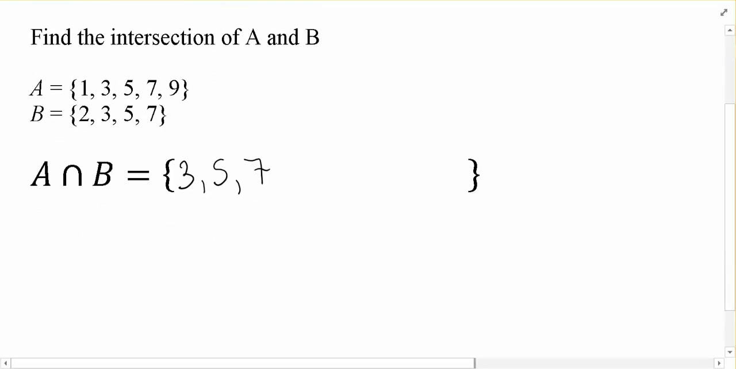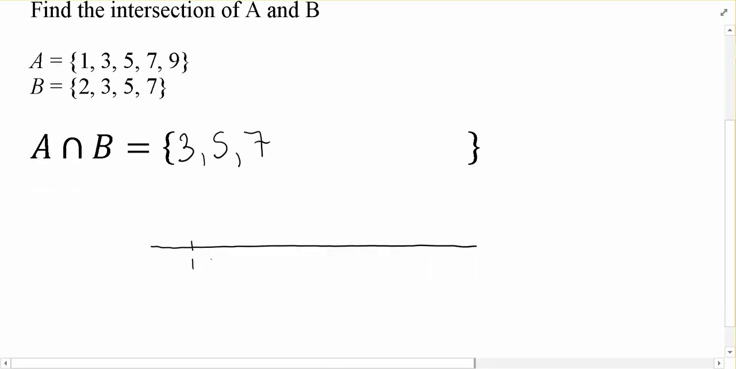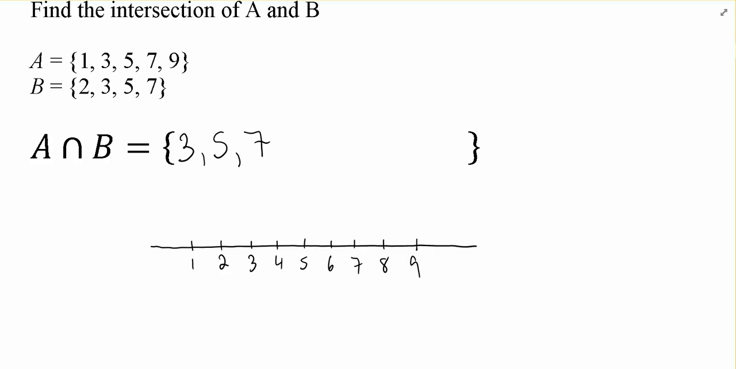Now there is another way we could organize our information here, and it might not be necessary in a problem like this, but I want to point out this organization because it works nicely for what we're going to be talking about after this. We could have looked at each of our sets on the number line. So we could have looked at 1, 2, 3, 4, 5, 6, 7, 8, and 9. And we could try to represent set A and set B here.